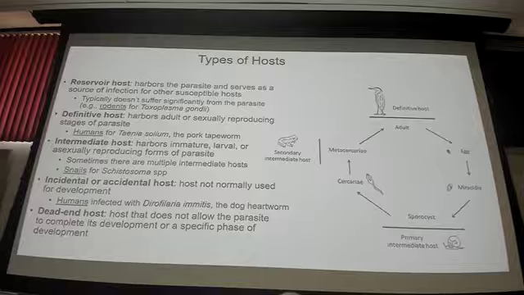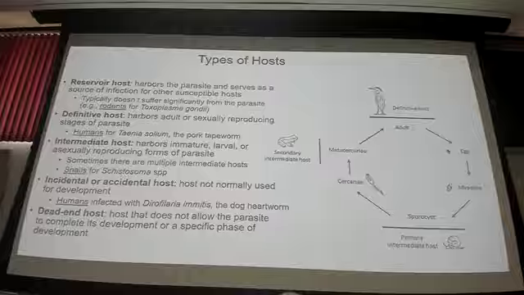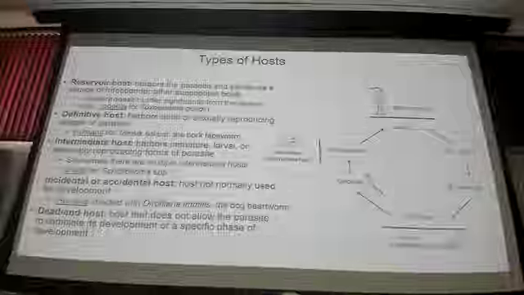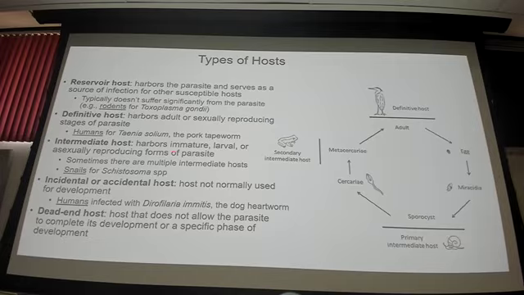Parasites have really complex life cycles. They might involve one intermediate host, two intermediate hosts, sometimes three intermediate hosts. It gets pretty complex. So that's what an intermediate host is. It harbors that asexually reproducing form of the parasite, but it's required for development.